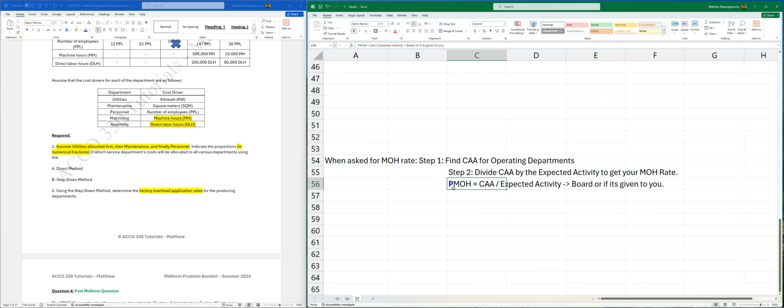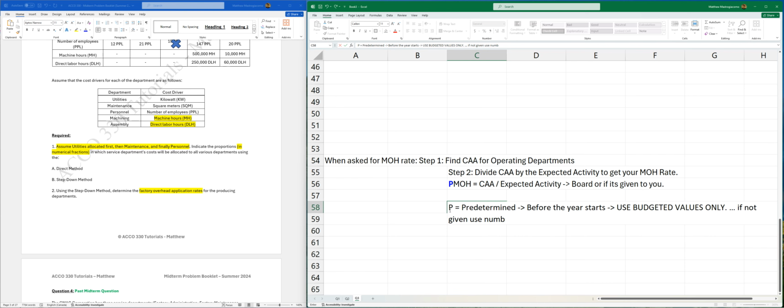Okay, now the P in PMOH, what does that stand for? The P is for predetermined. Okay, and what that means is it's before the year starts. And what does that mean, guys? Use budgeted values only. If that's not given to you, then if not given, use number from table.